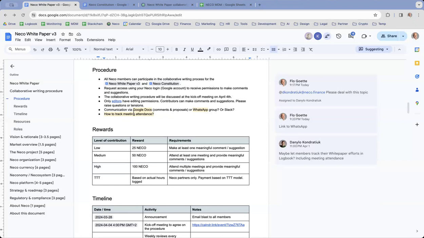There was another proposal to do it in Slack, because internally at Neco we use Slack for communication. But because Slack is not so used by our members, and we have our WhatsApp group already, the suggestion is to use our WhatsApp group.